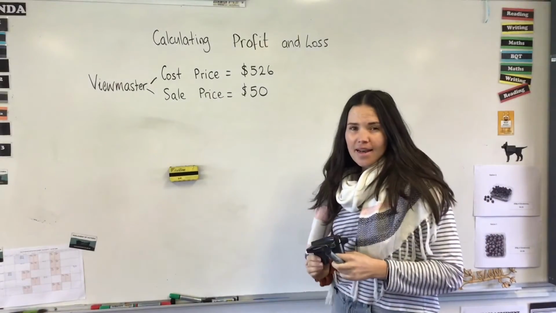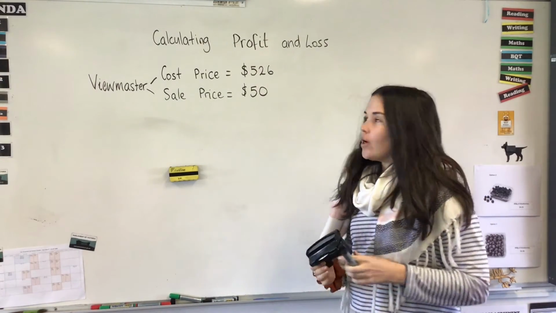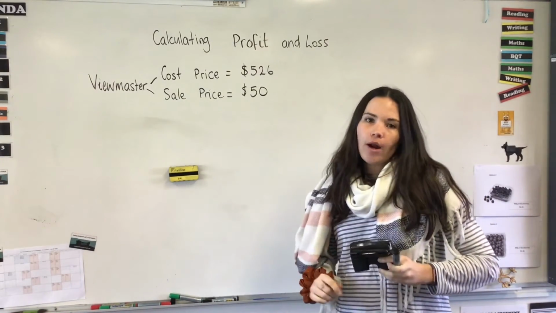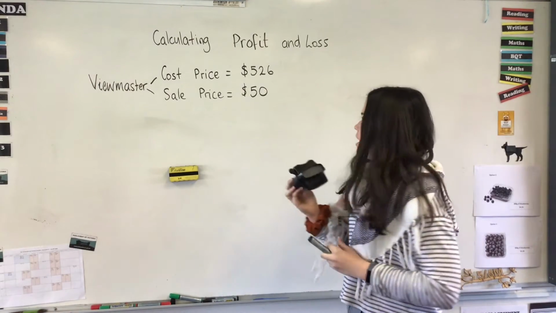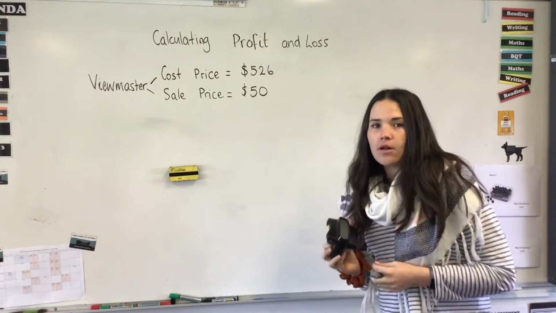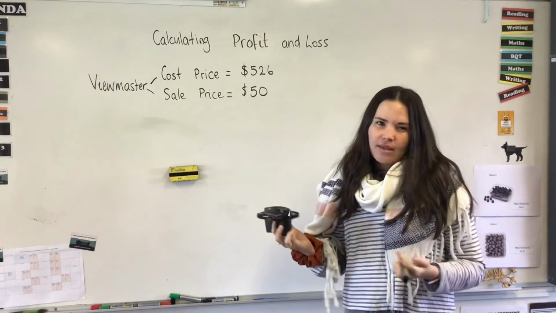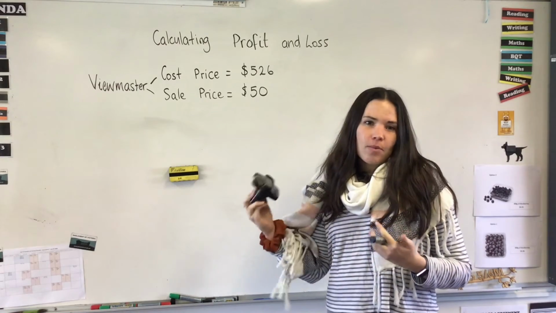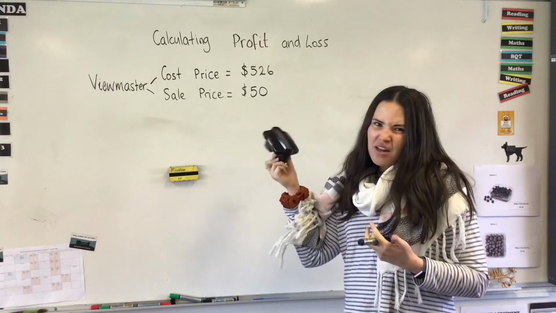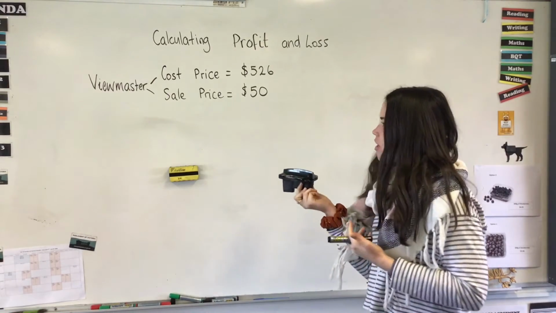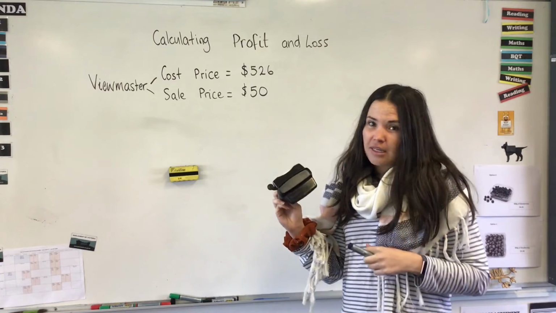What we're going to calculate now is the percentage profit or loss when you know the cost price and the sale price. So back in the day, I bought one of these Viewmasters and it cost me $526. Probably a bit of a rip-off, right? But these days, technology's improved and we have things like cameras and phones, so people just aren't as interested in this. So I sold it on eBay for $50. I've got to go send it off after this.